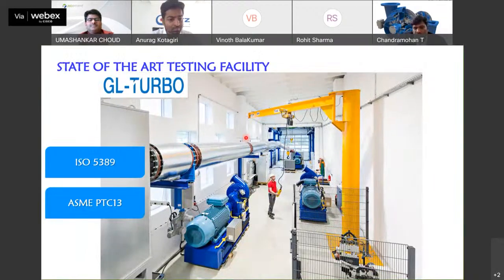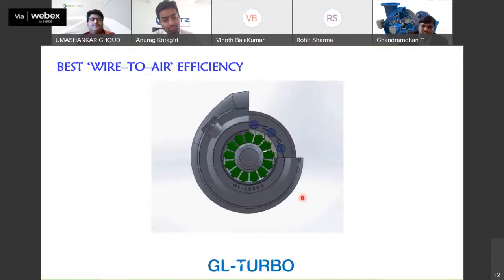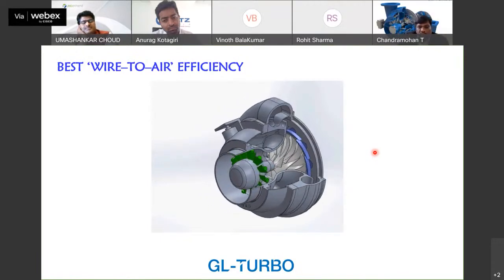And this is one of the state of the art testing facilities we have. These blowers are tested with test certificates to both ISO 5389 as well as ASME PTC 13, which are the latest testing methods available globally. And this is just to give you an idea of how this particular core, whatever I've shown you in the previous slide, will be in operation.